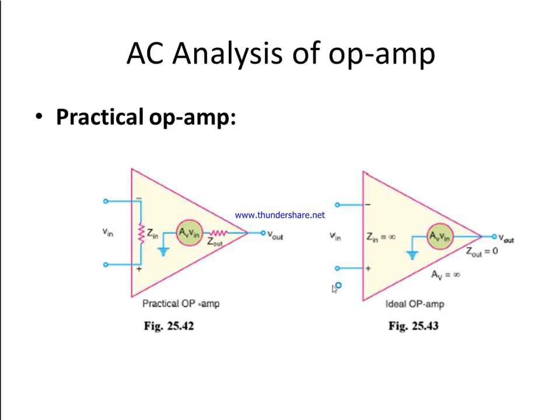But when we discuss the AC equivalent circuit of an ideal op-amp, the voltage gain is considered as infinity. Voltage gain infinity means VO by VI, where Vi can be 0. Here I told that Vi is very small.